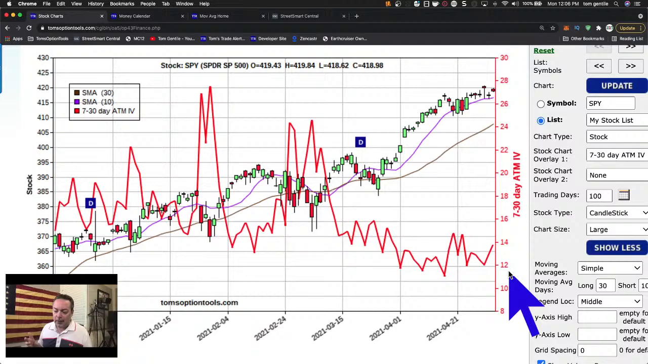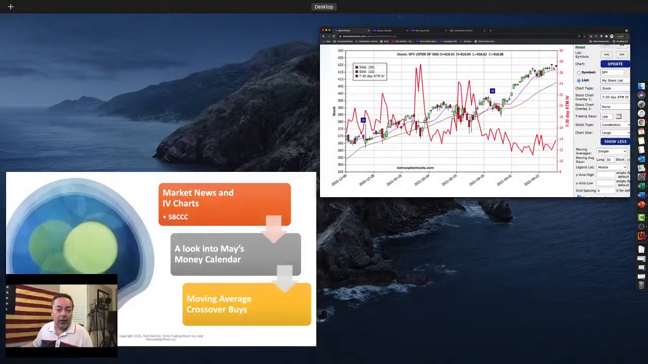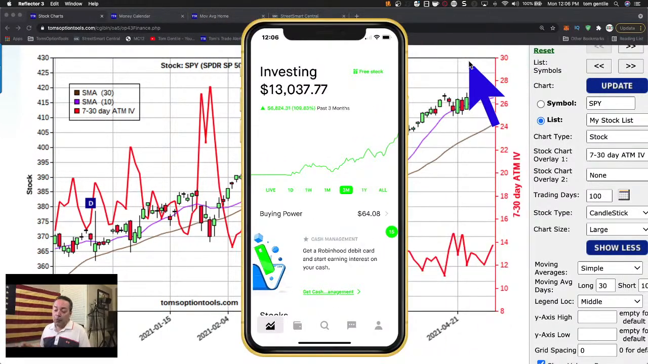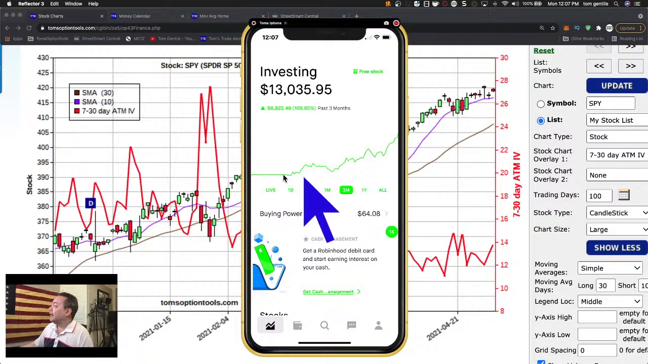Now, something else I want to talk to you about, and I'm going to tease you with it right now. Take a look at this. I'm going to slide this over. Someone was saying, oh, but Tom, you've got a big account. Only big accounts can make money. Not entirely true, right? This is my iPhone, and I'm reflecting it right into the screen.